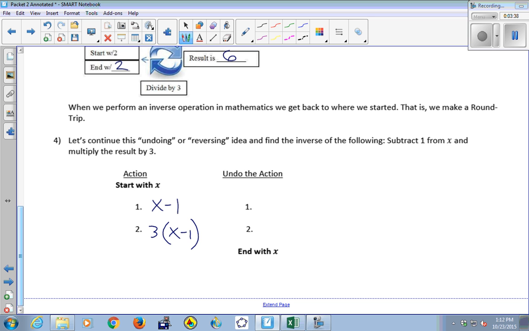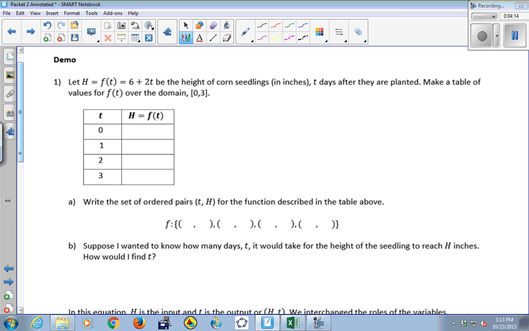So to undo, we're starting with 3 times x minus 1. And our first step is that we need to divide by 3, right? Because I'm doing the reverse order of what I did. So the last thing I did was multiply by 3. So that's the first thing I should undo. So I divide by 3. And those 3's cancel and you get x minus 1. And then to undo the minus 1, you plus 1 and end with an x. Good. So that's a really good intro to our inverse discussion for today.